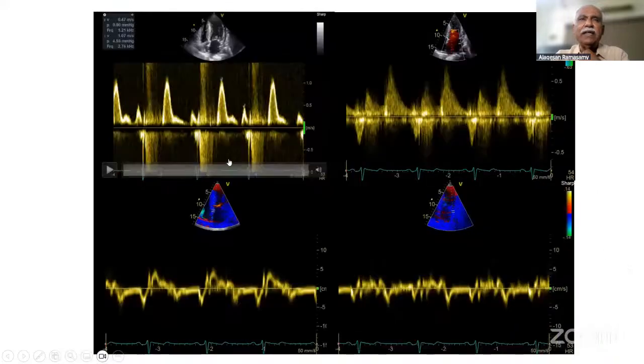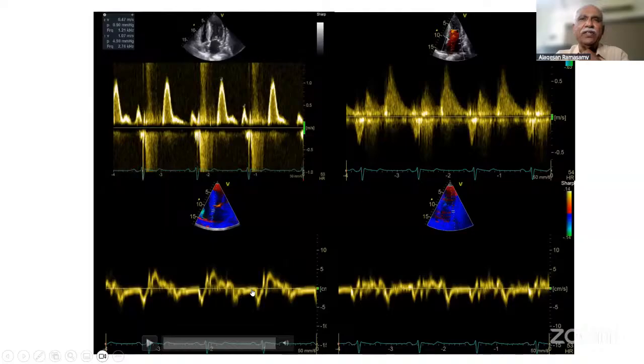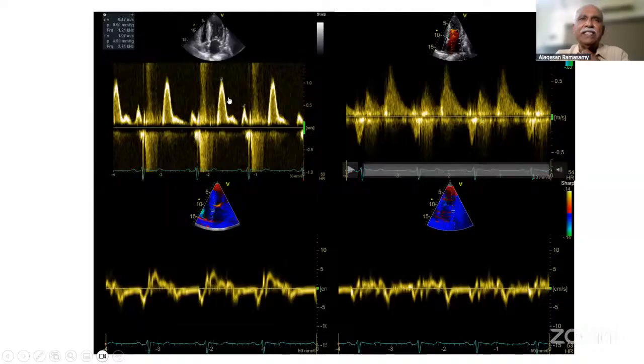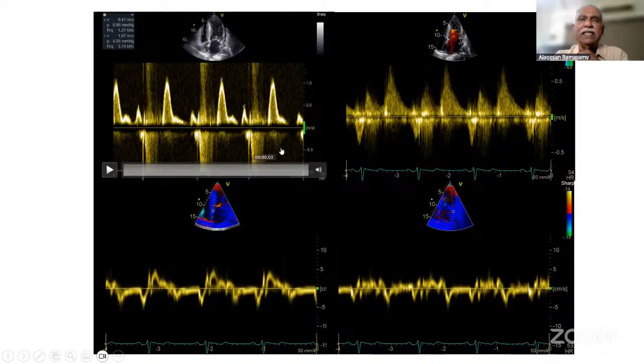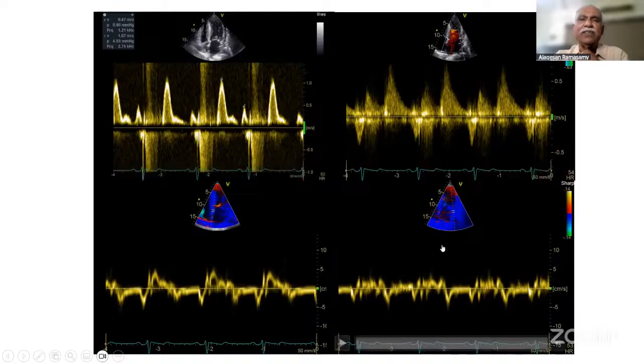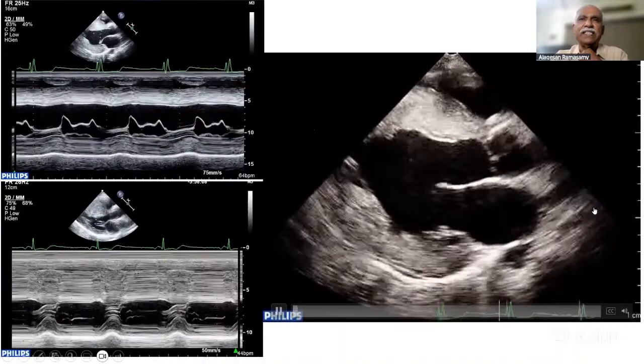And if you look at the LVOT Doppler and the tissue Doppler and the pulmonary vein, you can see that this patient has got typical type 3 diastolic dysfunction or the restrictive pattern, and this patient was in cardiac failure with preserved ejection fraction.